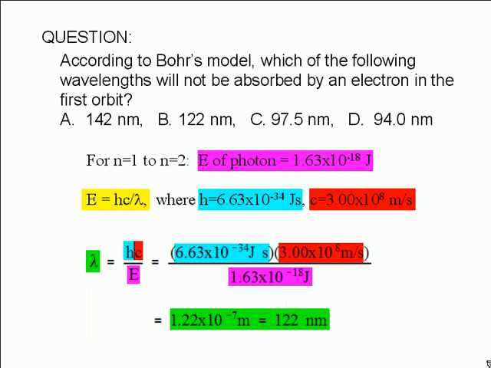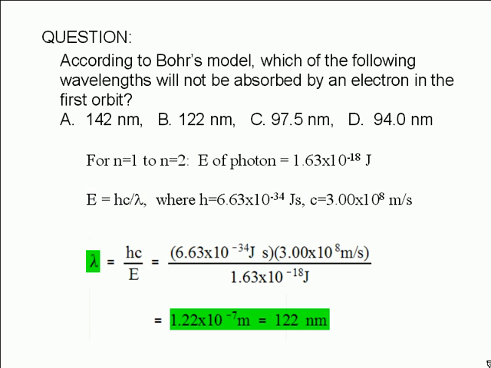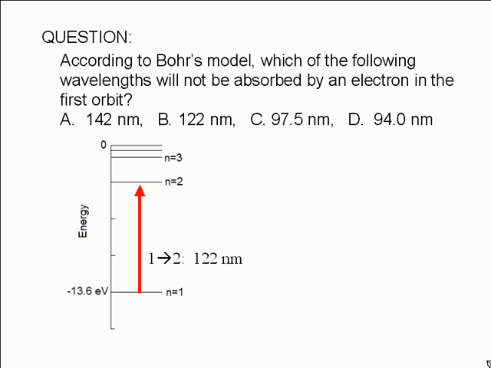Therefore, choice B, 122 nanometers, will be absorbed by the electron. Since 122 nanometers will be absorbed, choice B is not the correct answer. We're looking for the wavelength that will not be absorbed. We expect transitions to higher orbits to involve higher photon energies and shorter wavelengths. Since choice A, 142 nanometers, is the only wavelength longer than 122 nanometers, we can be sure that it will not be absorbed. The correct answer is then A.